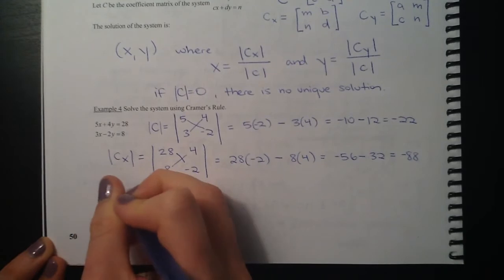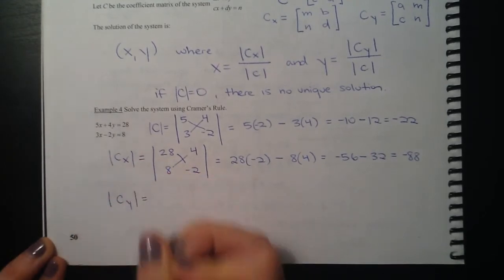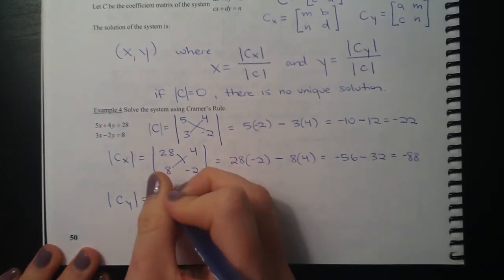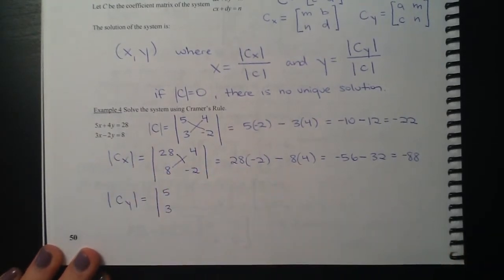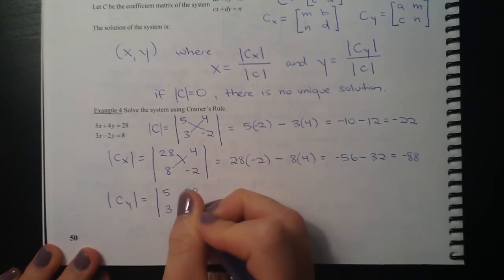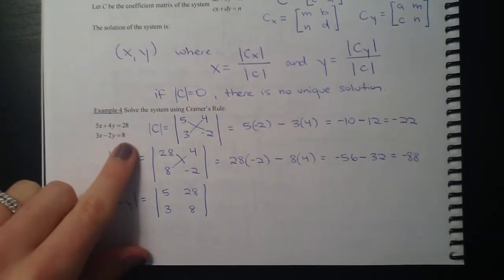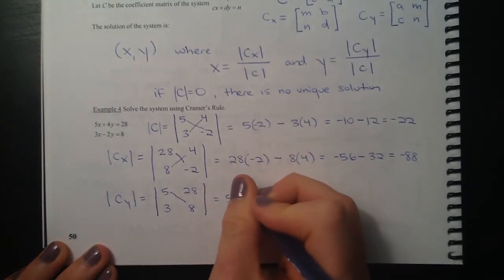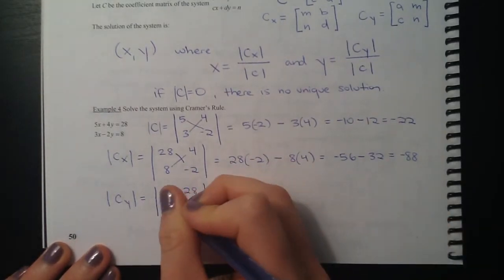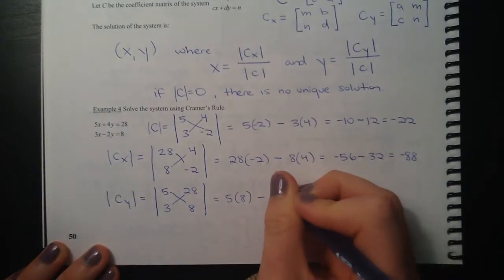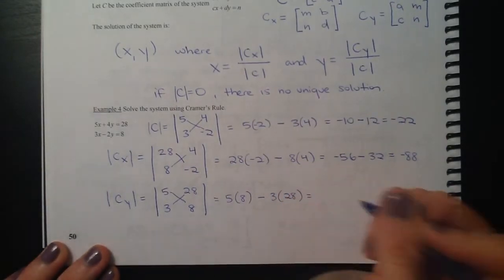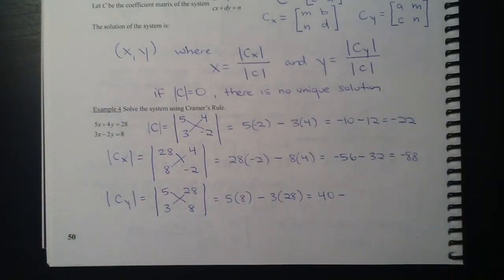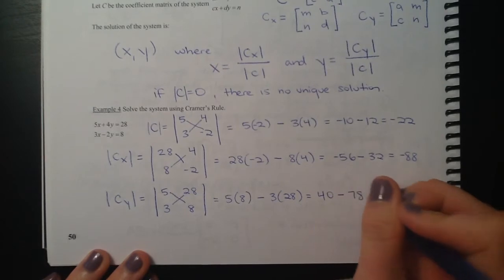Okay, now finally the determinant of C sub Y. So for C sub Y, we replace the Y coefficients with the constants. So keep X's coefficients in the first column, but replace Y's coefficients in the second column with the constants on the right-hand side here. So start top left, cross multiply, 5 times 8, and then minus cross multiply here, we've got 3 times 28. So 5 times 8 is 40, minus 3 times 28, which would be 84.